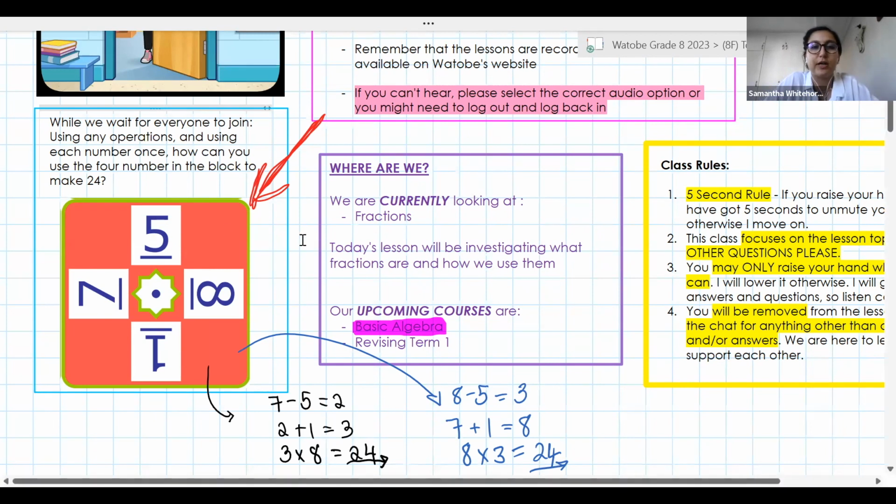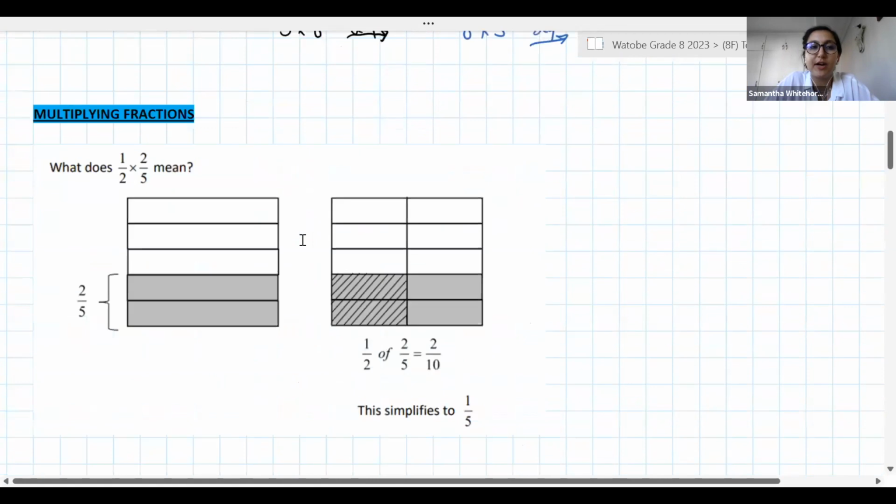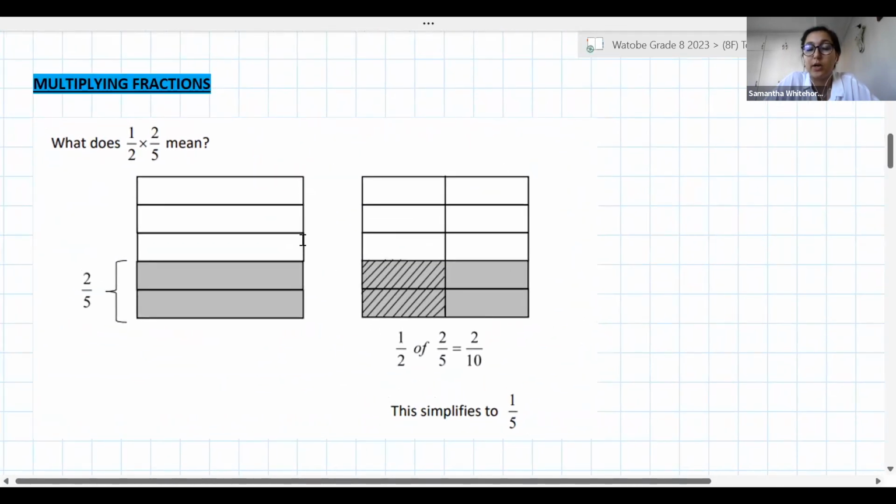Get into our lesson. So like Yolanda said, today we are looking at multiplying and dividing fractions. And so let's just first break down what this means. We're going to start with multiplying fractions just because it's a little bit easier than division. And then we'll do some division just now.